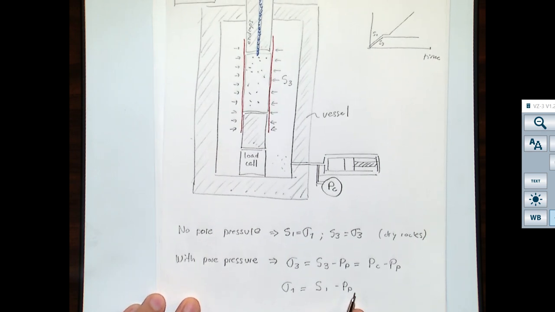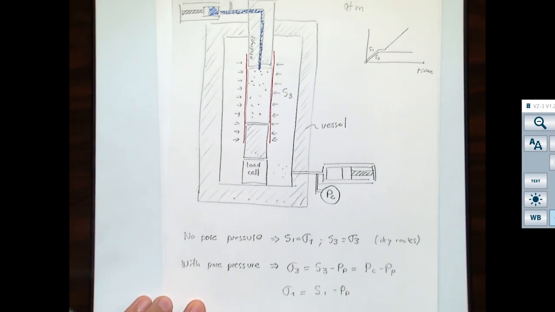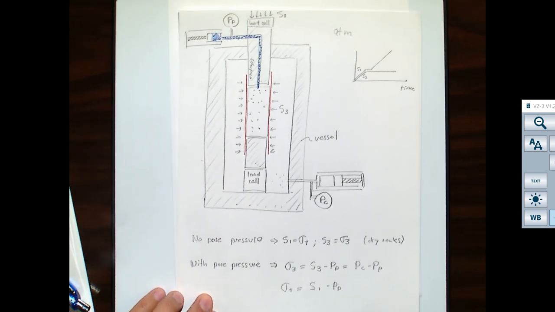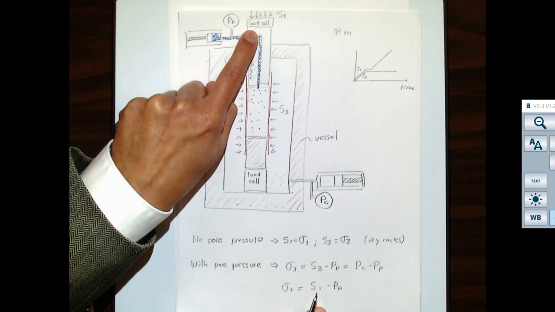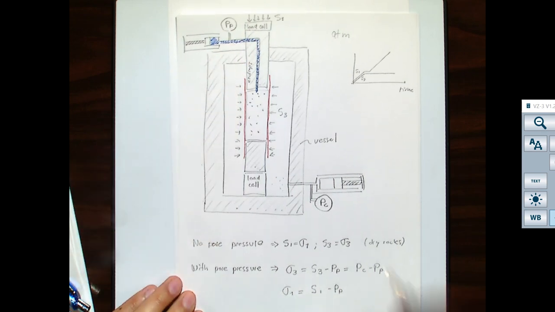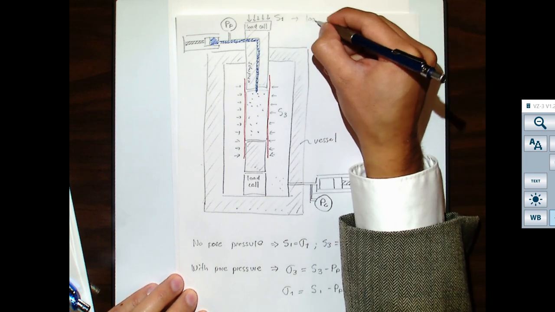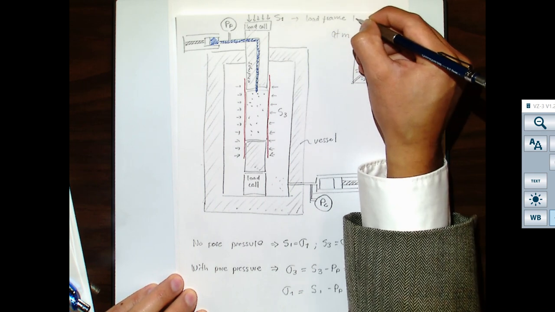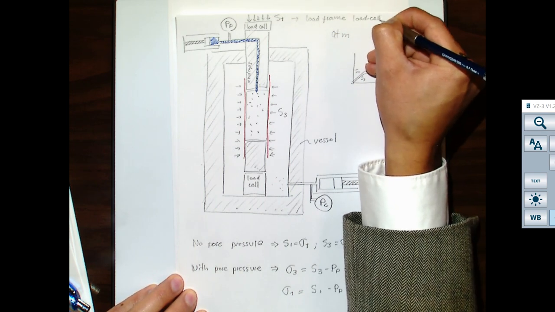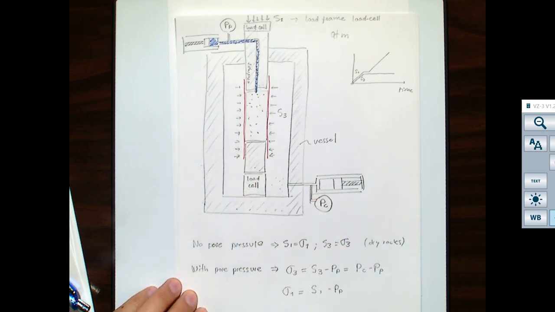What is S1? And here is where you have to pay attention, because it depends on the device. Okay? S1, you can measure it directly here. Force divided by area is going to give you S1. And that is going to be, if you measure it in the load cell, which is outside the vessel, that's going to give you S1.